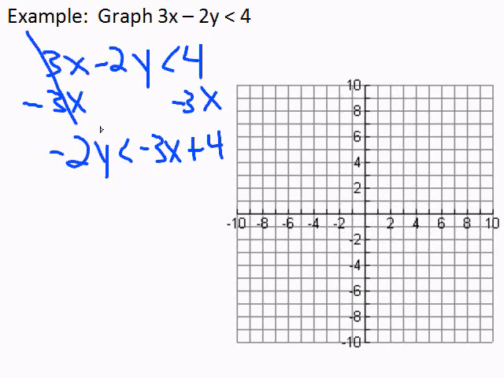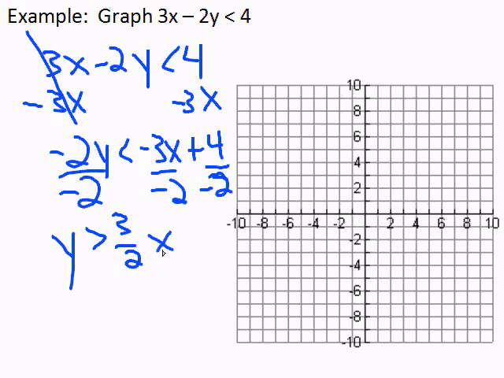We now need to get rid of the negative 2. To do that, we divide by negative 2, which means we divide all of our terms by negative 2 on both sides, leaving us with y. Since we divided both sides by a negative number, the inequality symbol flips: y is greater than positive 3 halves x plus 4 over negative 2, which is minus 2. Now I have my inequality in slope-intercept form.